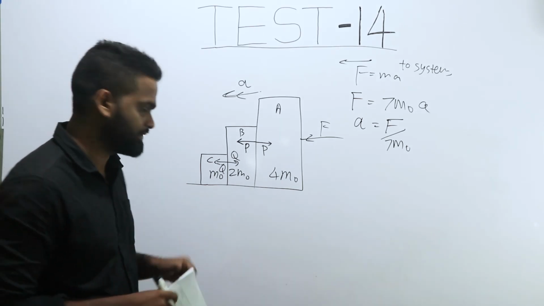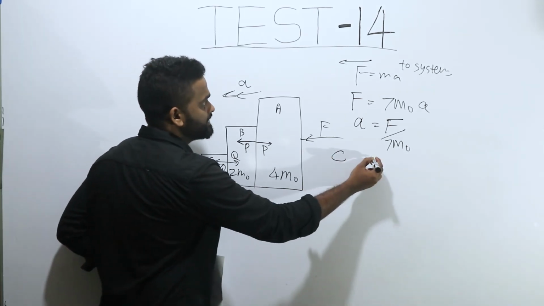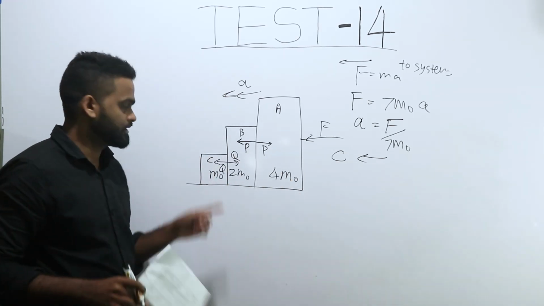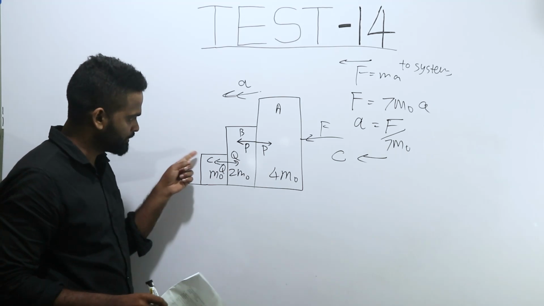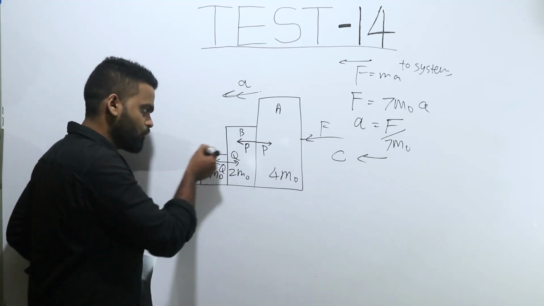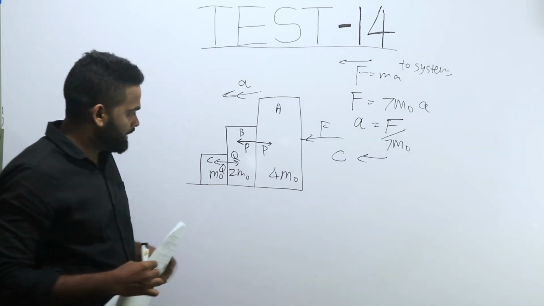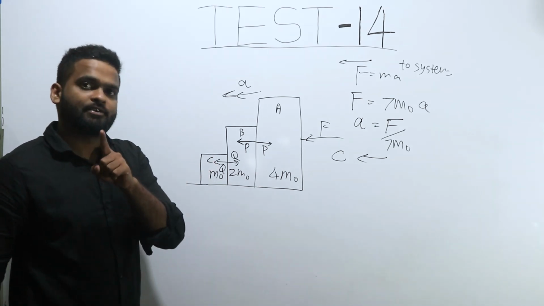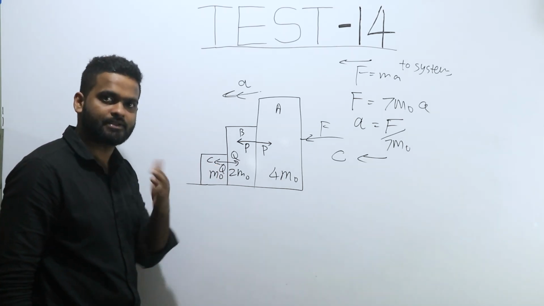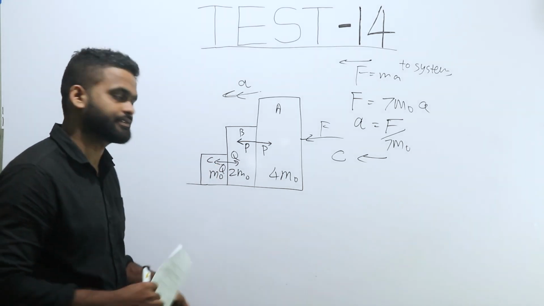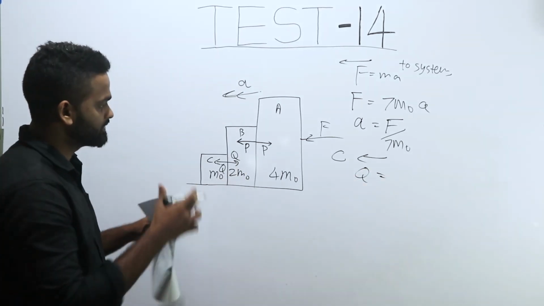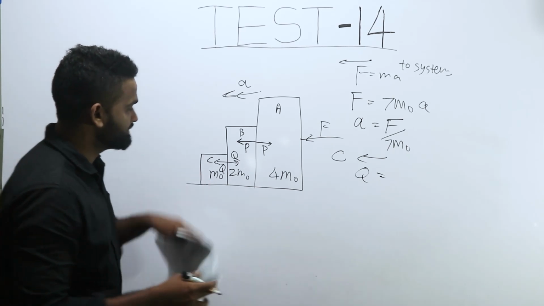Then I apply F equals ma to C only, so I can find Q. So you have to separate C. Now the system is only C. The only force applied on C is this Q. There are no other horizontal forces. So the only force is Q. And the mass is m0.